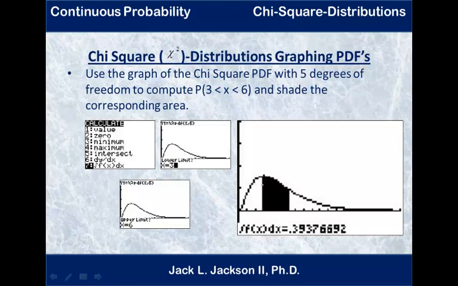And notice it shades from an x value of 3 to an x value of 6, and it shades between the curve and the x-axis, as it always does. And that computes that area to be 0.39376692, which is exactly the same as that probability. So again, areas under a PDF are probabilities.